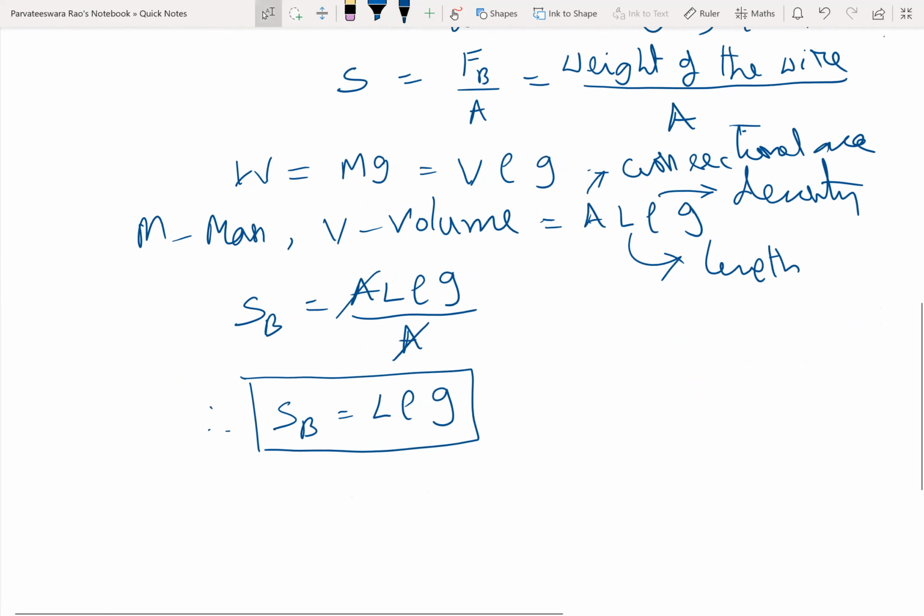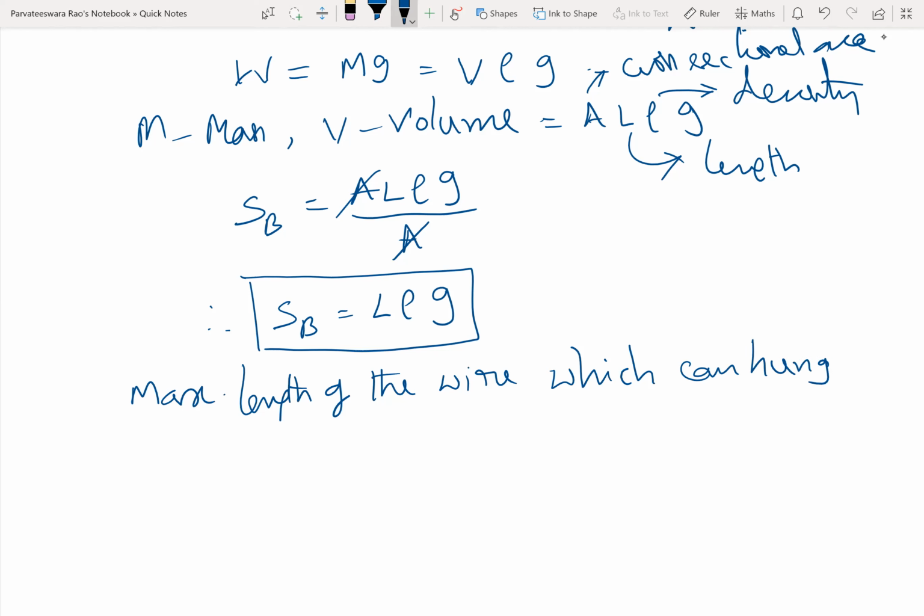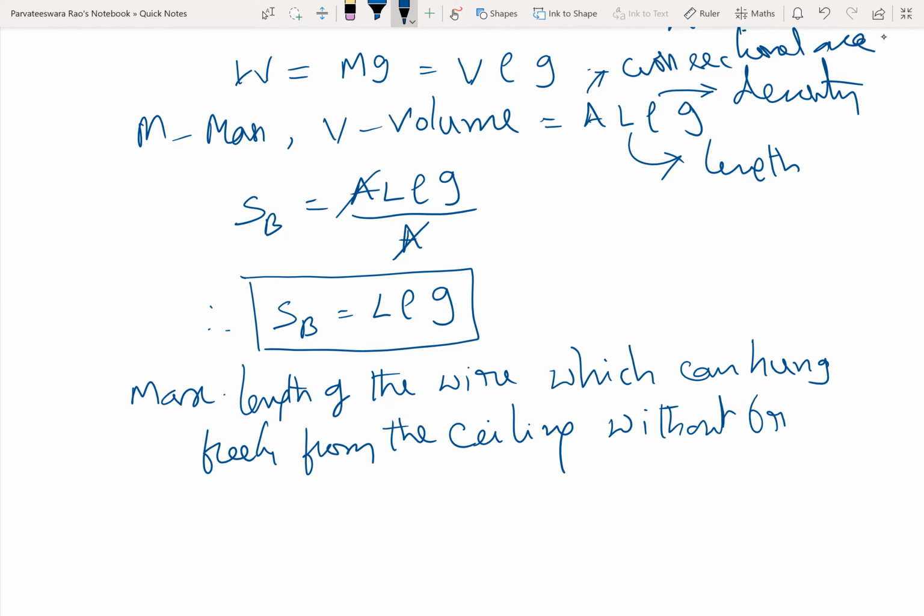From this, we can write the maximum length of the wire which can hang freely from the ceiling without breaking is L max is equal to SB by rho G. Simple.